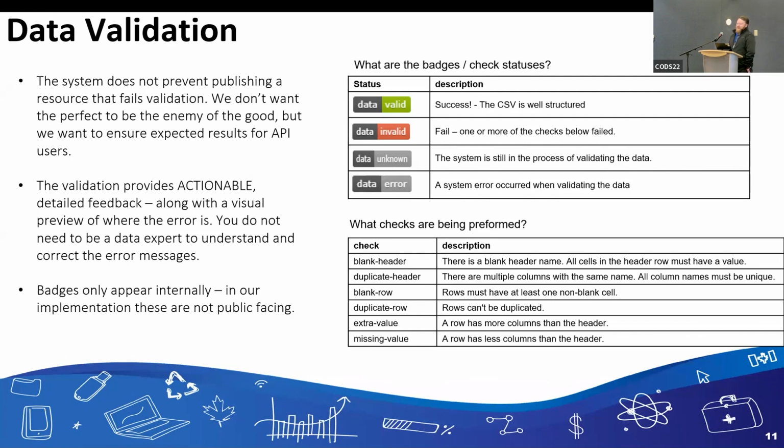So this kind of ensures that the data will be at least queryable through the API. For the Government of Canada's implementation of the CCAN validation extension, we're only showing these badges internally. We weren't quite ready or not really sure if we want to sort of name and shame on the public website, but this gives the data publishers that actionable feedback they need to make those changes.